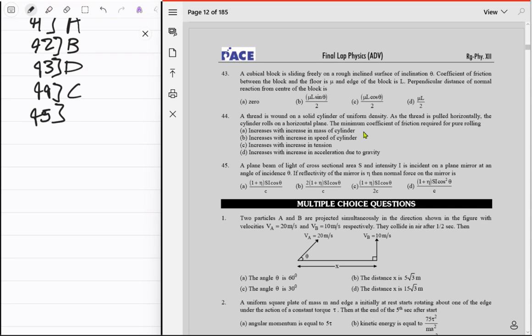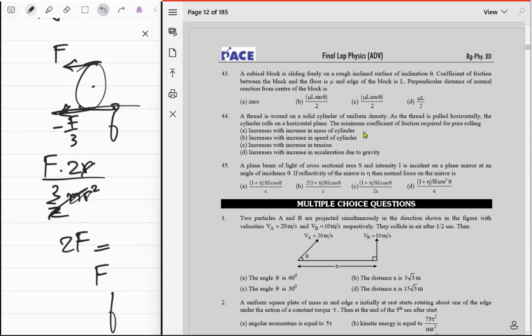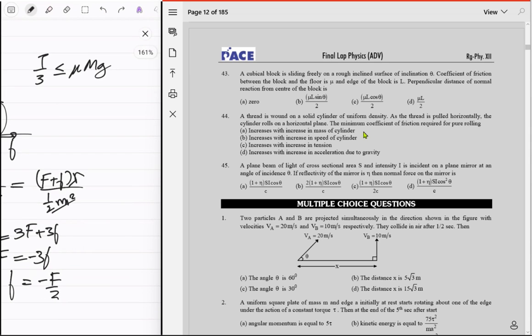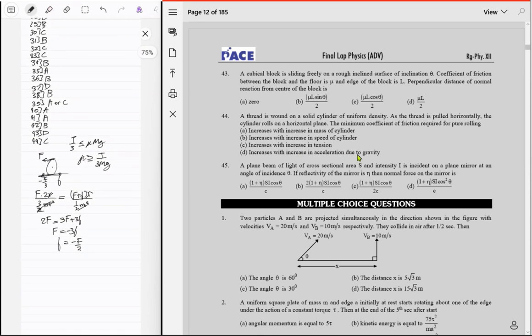Wait, medium question. Coefficient of friction, not d friction. Okay, so like d upon 3 mg. Right, so it increases with... Okay, increases with mass of cylinder, no. Decreases with increase in mass of cylinder. Increases with increase in speed of cylinder, it doesn't matter what the speed is. Increases with increase in tension, yes. Increases with increase in acceleration due to gravity, no. Okay, so still C is correct. Next question, 45.